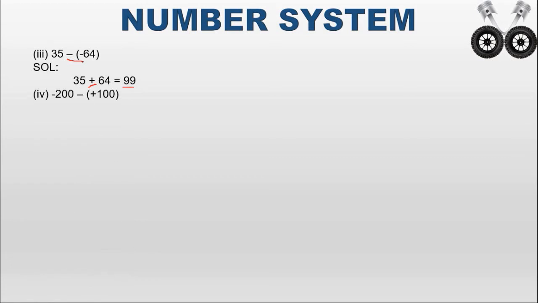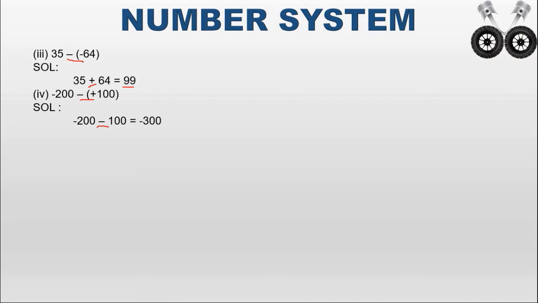So next problem, minus 200 minus within bracket plus 100. So we are having two operators near together. That means we have to change the sign. So minus into plus. Minus into plus is a negative sign because we are having two different signs. That means we have to put the negative sign. So minus 200 minus 100. So both the integers are having the same sign. That means you have to add. So 200 plus 100. The answer is 300.